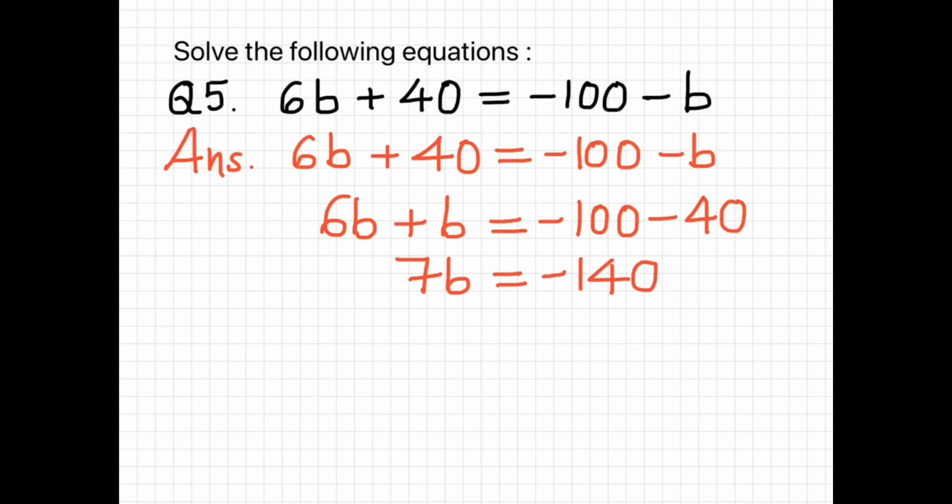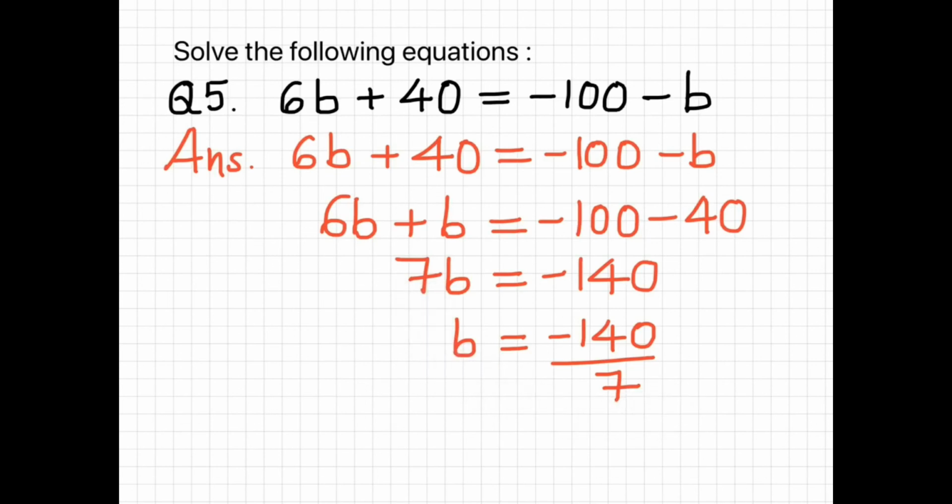Now we need to find the value of the variable b. So we need to get rid of this 7 from the left hand side. So let's transpose 7 to the right hand side. We get b is equal to minus 140 by 7. You can see that 7 when transposed to the other side, it is divided.